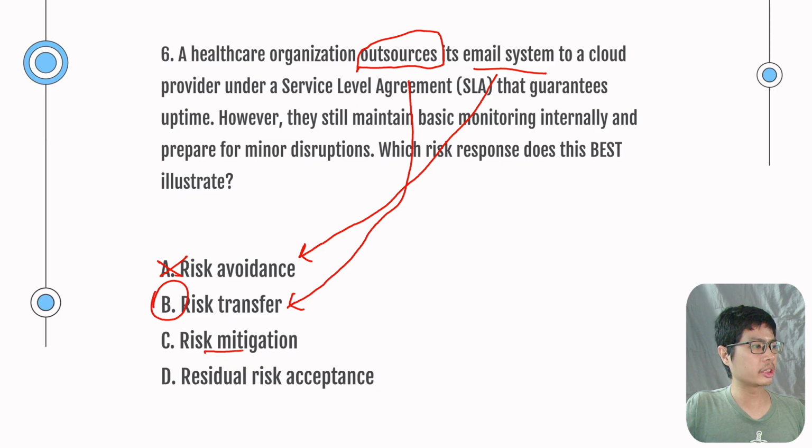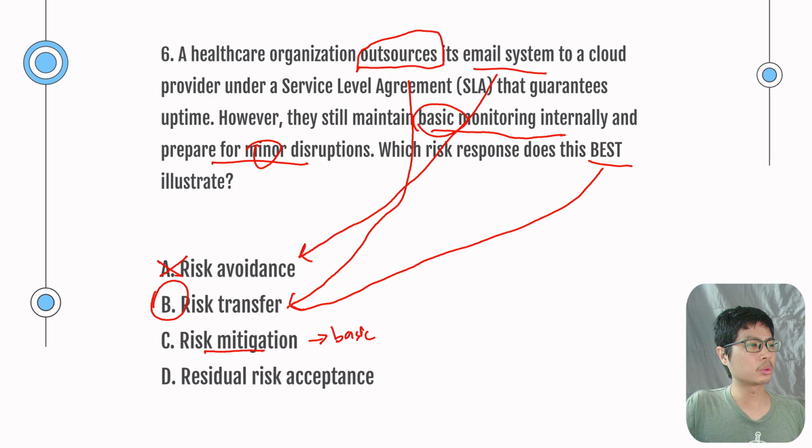When we look at risk mitigation, there's still some risk mitigation because they are doing monitoring and preparing for disruptions. But then again, I think the keyword here is they are doing just basic and minor. So this is very basic risk mitigation. There's still some risk mitigation, but primarily they are just outsourcing. That's the main focus here. Since this question asks what does this best illustrate, I would say transference would be the primary response, and mitigation would be secondary.